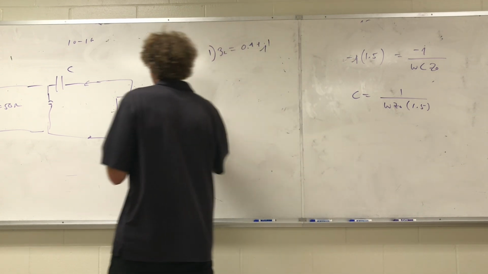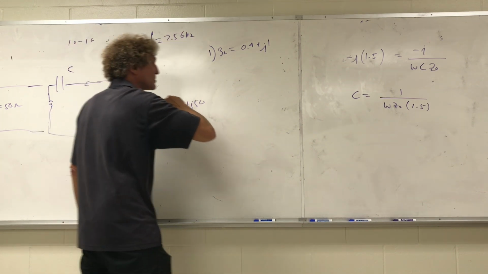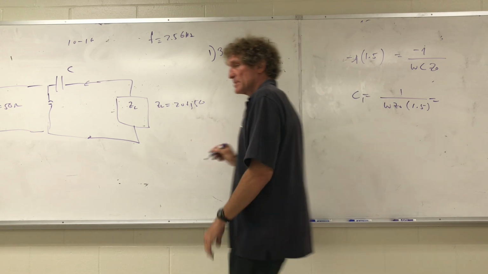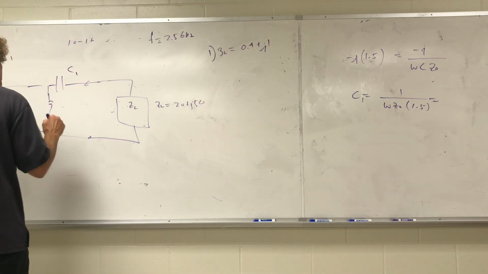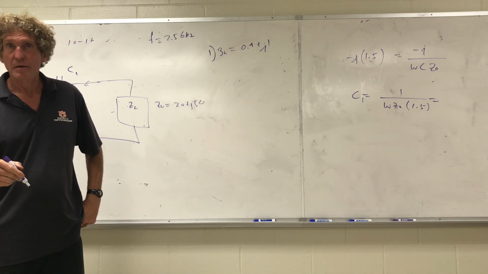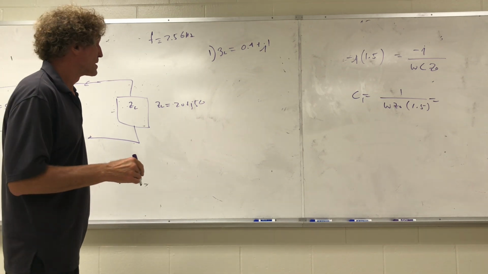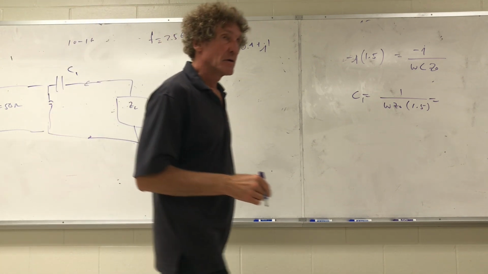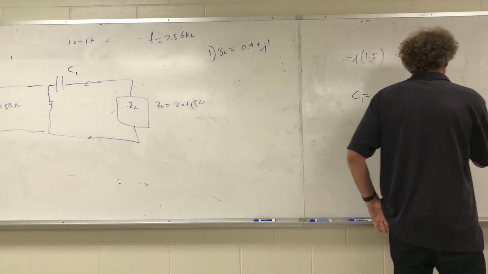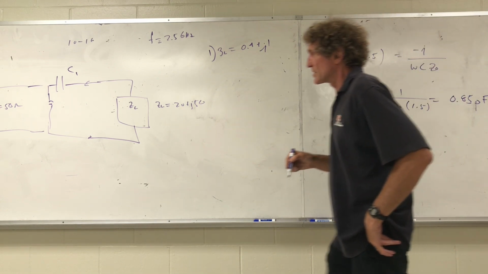What's the frequency for this one? 2.5 gigahertz. All right, Z naught is 50, so give me the value for this capacitor. I'll call it C1. That's a series capacitor. Can anybody do the calculation for me? What do you got? 0.85 pico. That's getting down to the lower limit of what I feel comfortable with. All right, so that's C1.